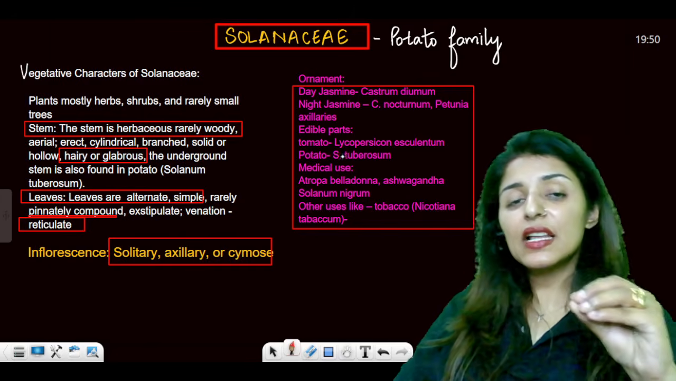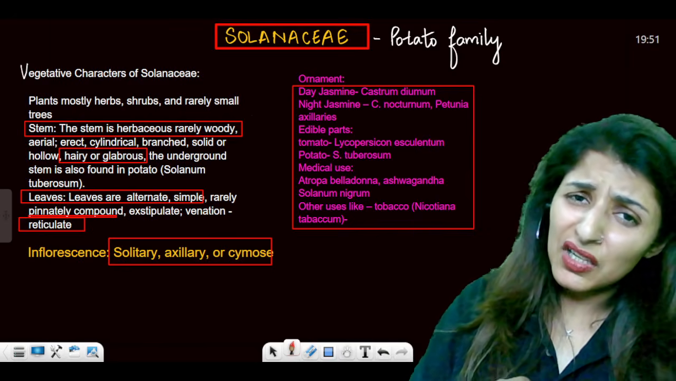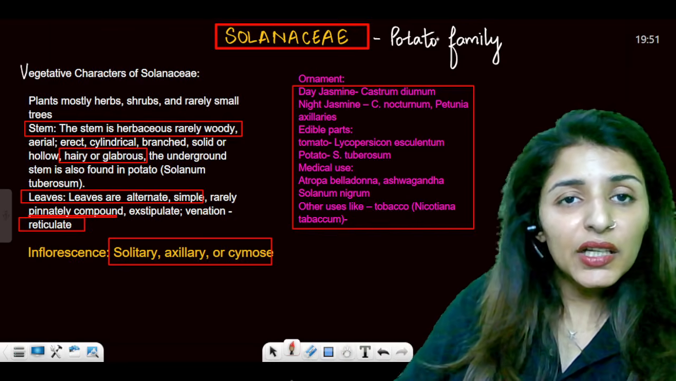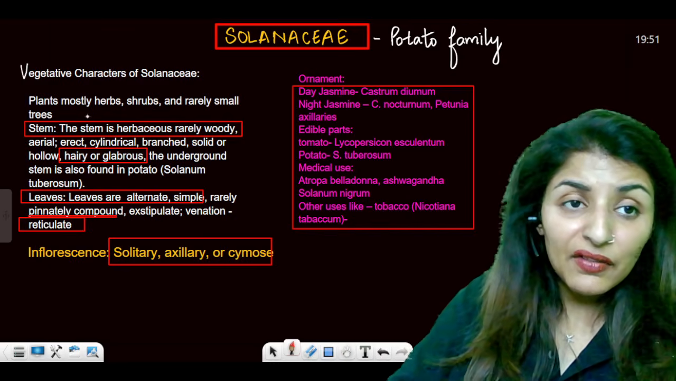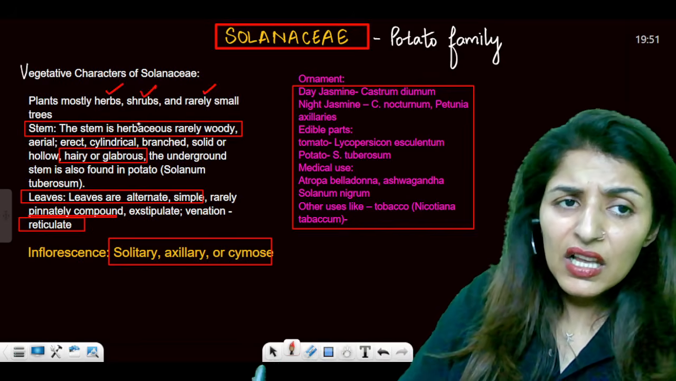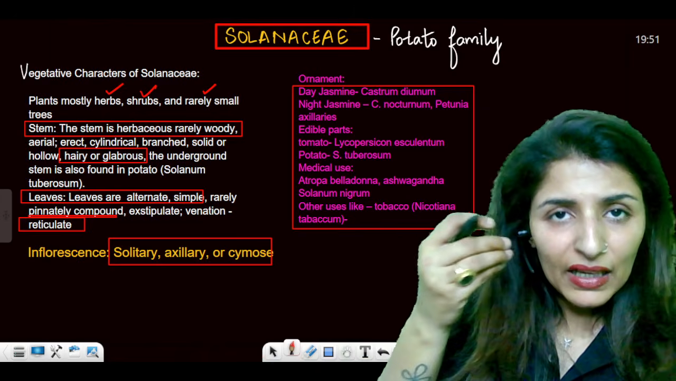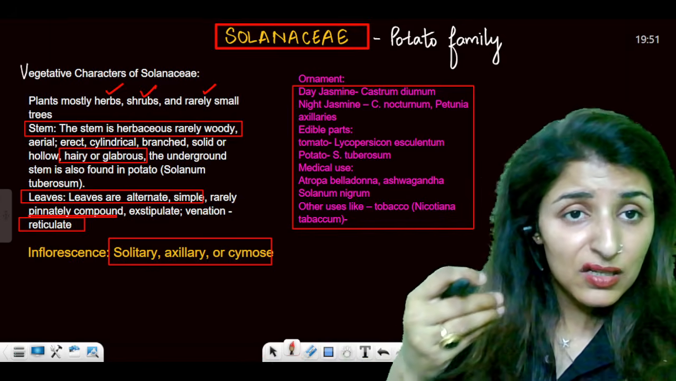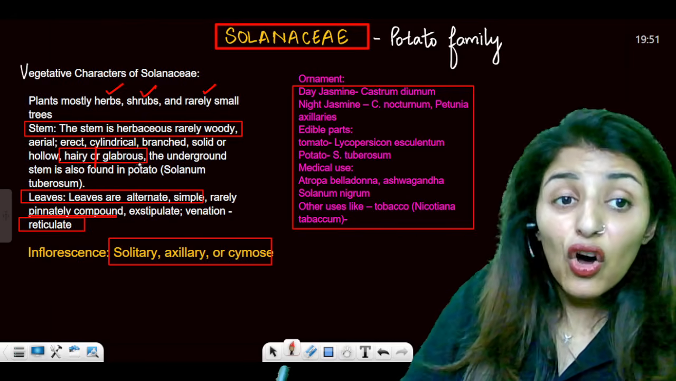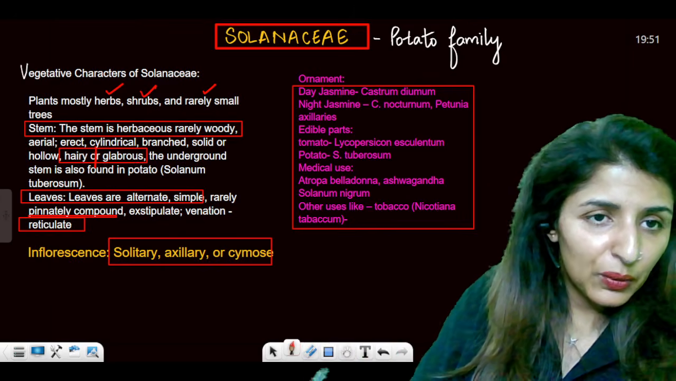Last but not the least, guys, now this family is not really mentioned in your NTA syllabus, but it is given in NCERT, so we can just go through it once. So Solanaceae is known as the potato family. The vegetative characters are mostly herbs, shrubs, rarely small trees. The stem is herbaceous, rarely woody, and there are hairy structures present on the stem, so we call it hairy. Is that clear? Or it is glabrous. Glabrous means it is shiny, so it can be either way.